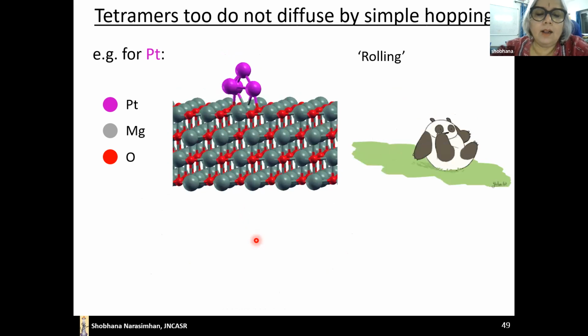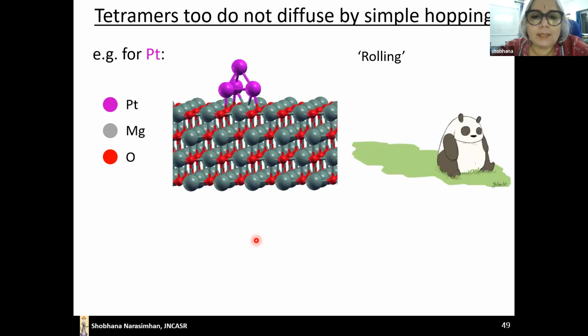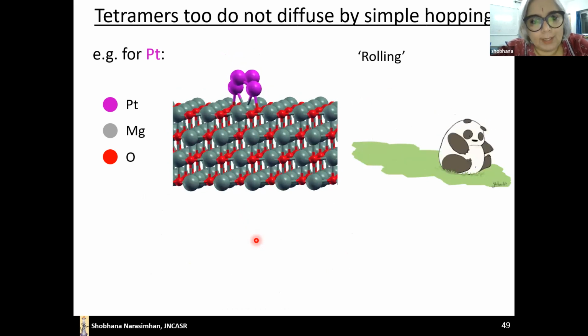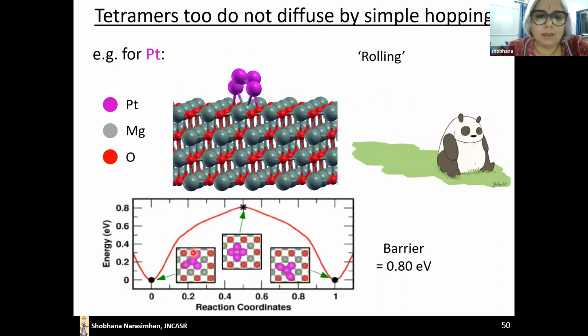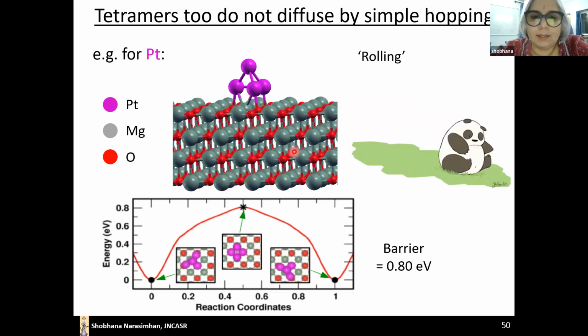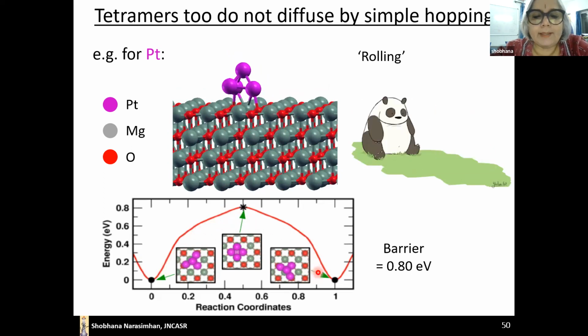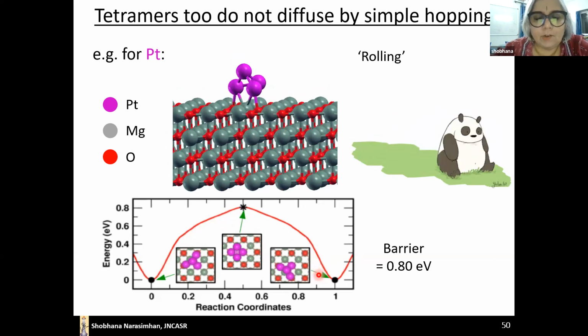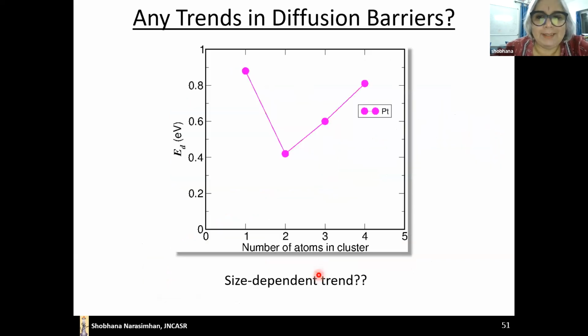And if you look at the platinum tetramer, then you have yet another mechanism, which is rolling. It's completely different from the three previous mechanisms. And you now have a barrier of 0.8 electron volts. So what do you do with all this? Are there any trends in the diffusion barriers?